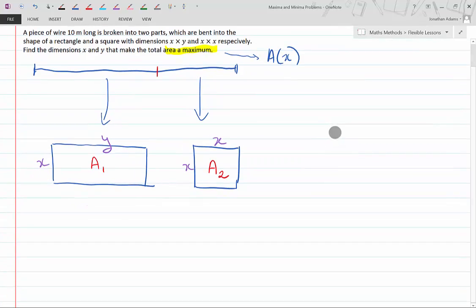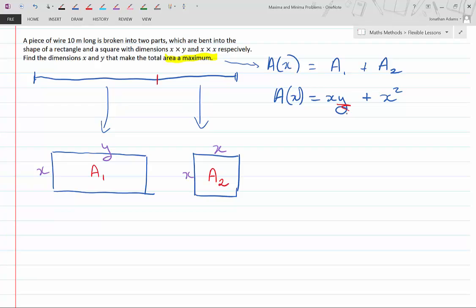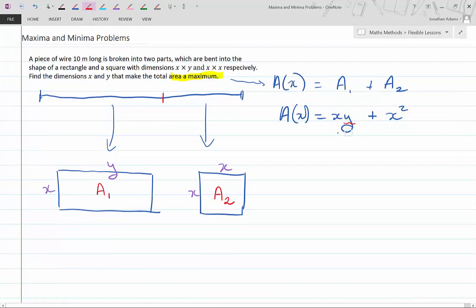So let's have a look at this. My two areas are A1 and A2, so my area function is going to be A1 plus A2. A1 is going to be x times y, and A2 is going to be x times x, or x squared. So this will be my area function. The only thing left to do is to replace the y with some sort of expression involving x. To get that expression for y, we're going to have to use some of the other information in the question.